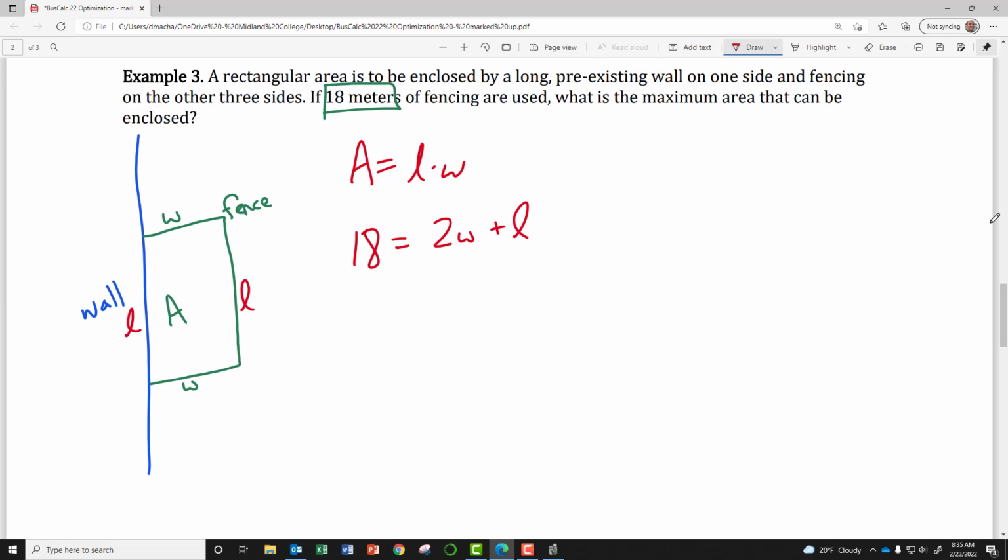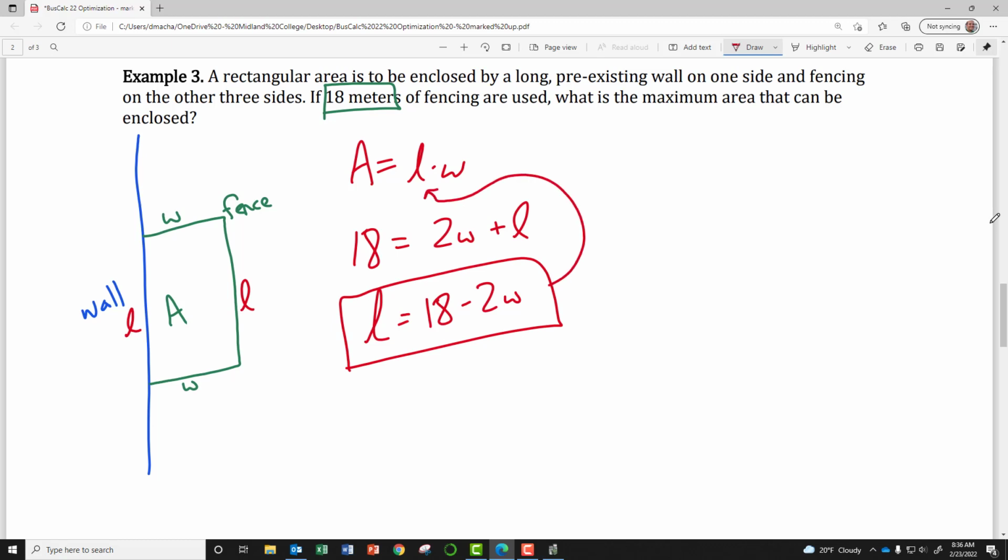Okay, now we've got 2 equations here, but we actually have 3 unknowns. Let's see if we can try to untangle this anyways. And the way we're going to do this is let's solve for L first. If I just solve for the length, this is going to be 18 minus 2W. And I'm going to take this definition of L and plug it in here for L. And so that makes my new area equation 18 minus 2W, which is the length, times W. So area is going to be 18W minus 2W squared.